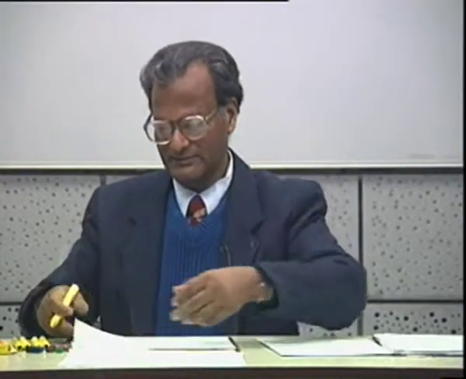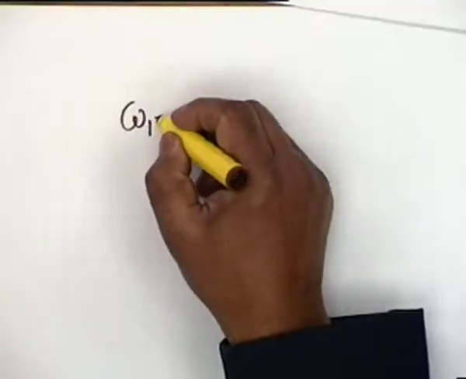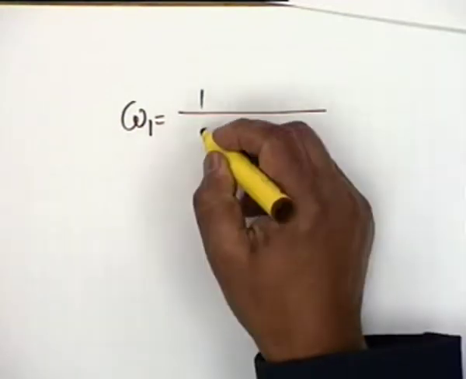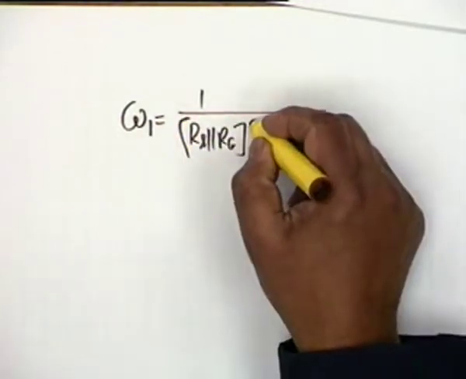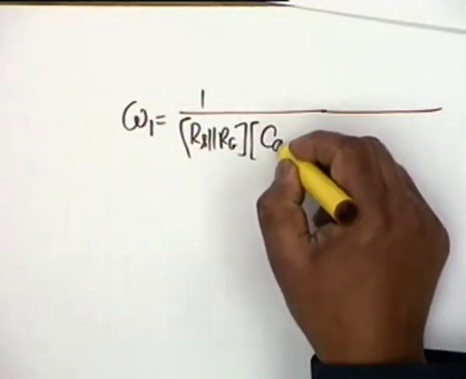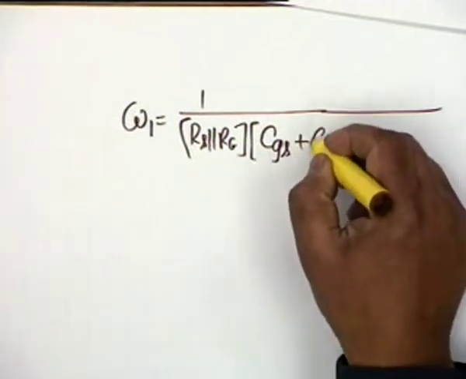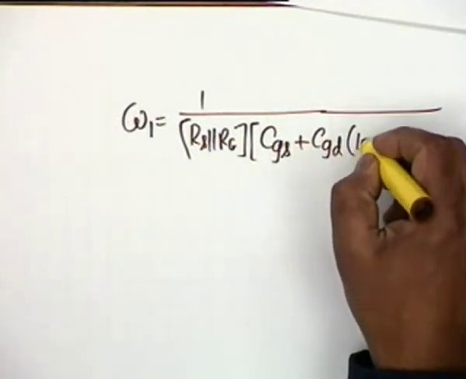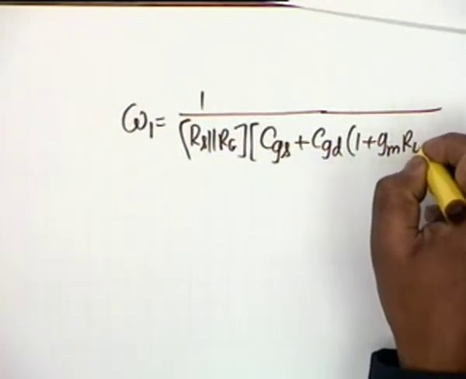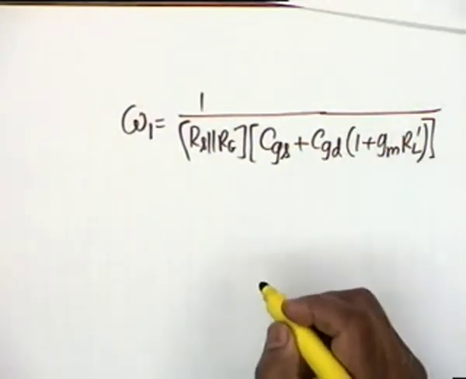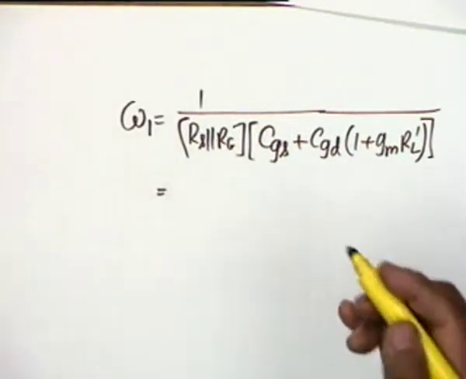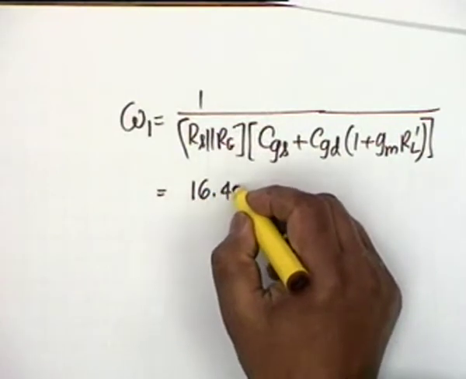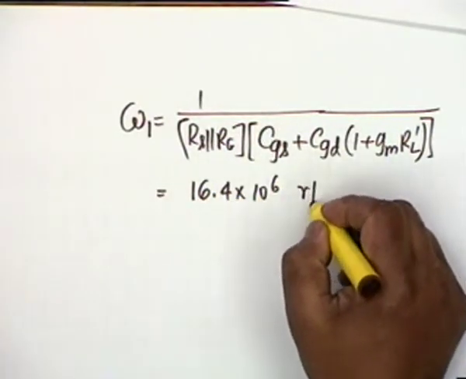and omega 1, the frequency omega 1 is 1 over RS parallel RG, and the capacitance is CGS plus CGD 1 plus GM RL prime, and that calculates out to, after a bit of calculation, 16.4 times 10 to the 6 rad/s.